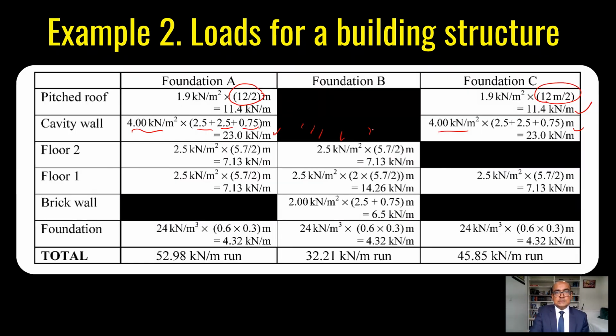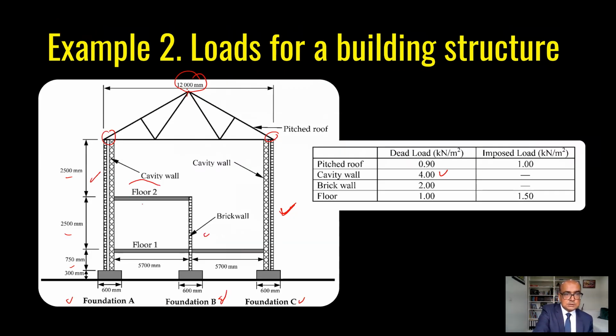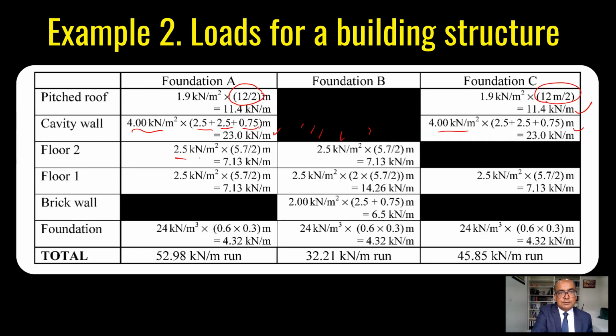Floor 2 is resting on foundation A and B. Floor 2 is this one, which is resting on foundation B and it is resting on foundation A. And floor loading is 1 plus 1.5, which means 2.5. The distance is 5.7 meters. So half of the loading will be transferred on foundation A, half of the loading will be transferred to foundation B. 2.5 times 5.7 divided by 2, same 2.5 times 5.7 divided by 2, we get loading from floor 2.